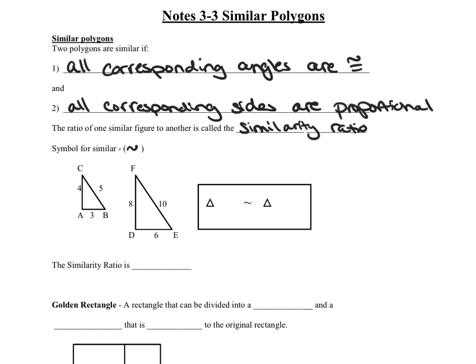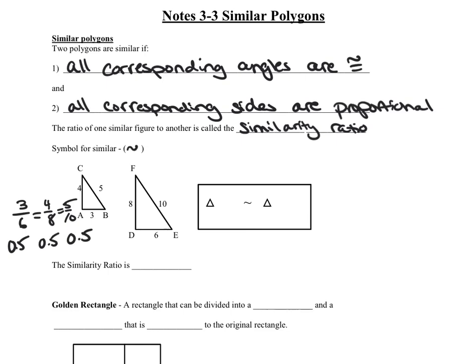All right, so we have these two triangles, and we'll check to see about the ratio. So we'll list the smallest side over the smallest side, so 3/6, then 4/8, and 5/10. 3/6 reduces to 0.5. 4/8 is 0.5, and 5/10 is 0.5.